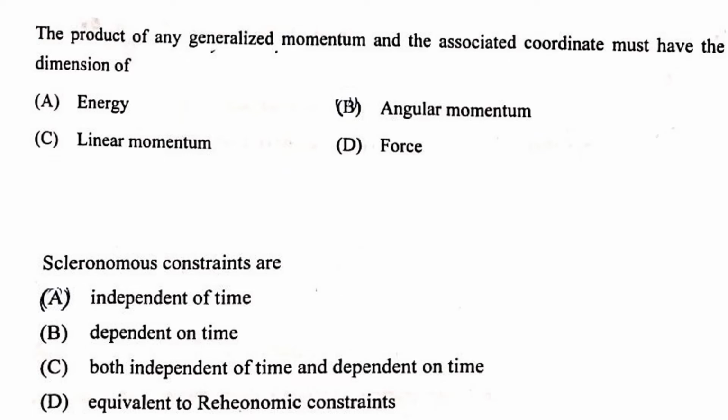The product of any generalized momentum and the associated coordinate must have the dimension of. So generalized momentum p always has the dimension of momentum, m into v. Then its associated coordinate, that is the generalized coordinate q, will have the dimension of r. So the product of these two will be mvr. So that will have the dimension of angular momentum.